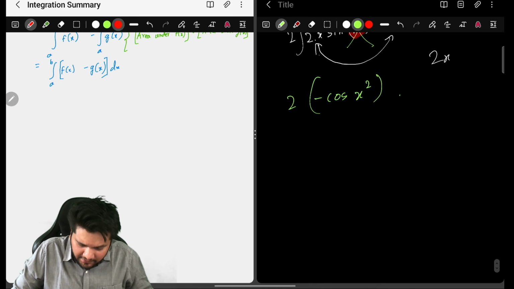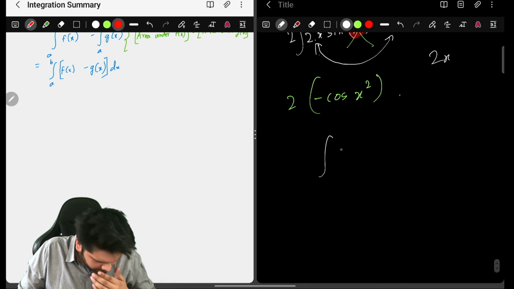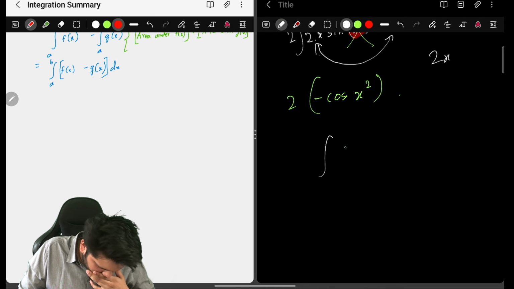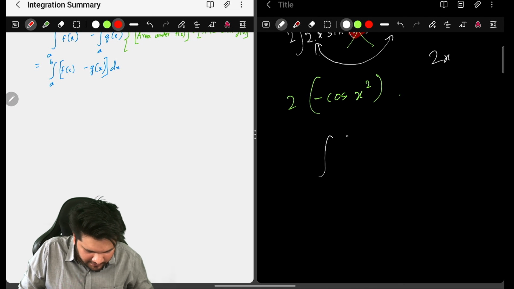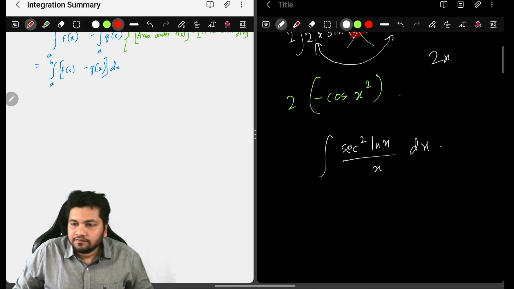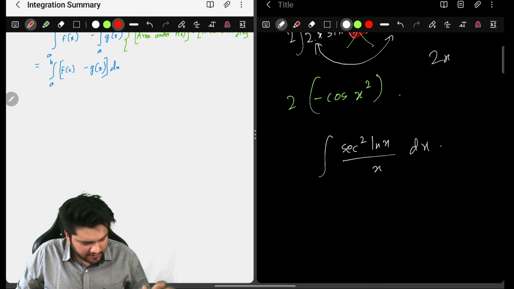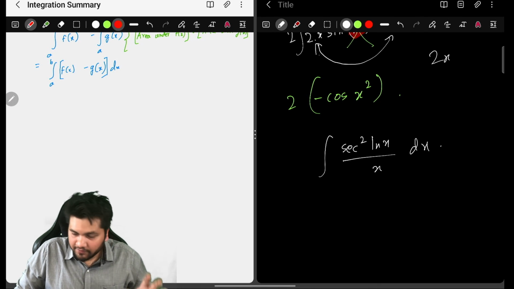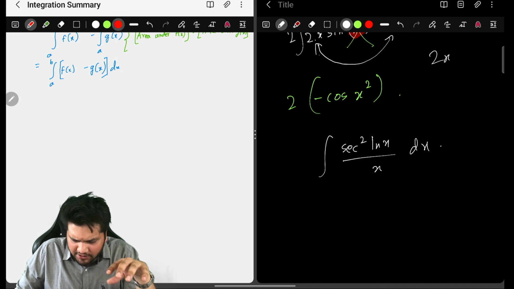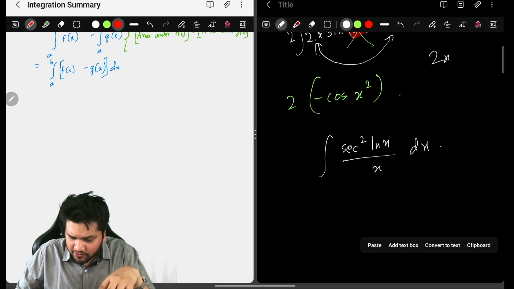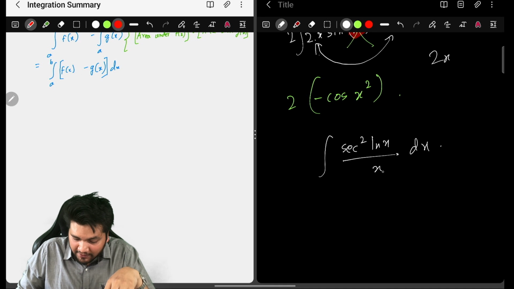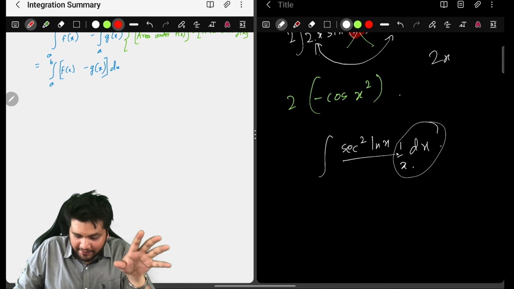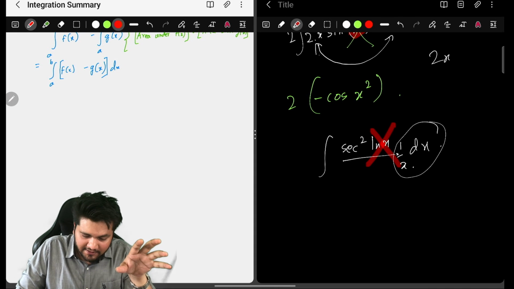I'll take one more example. Let's say I have the integral of e to the power 9, I'll take sec square ln x by x dx, which is a composite function. Obviously you can see that ln x is the inside function. You just check whether the derivative of ln x is there next to dx. Yes, it is there, because it can also be written as into 1 by x dx. The moment I can see the derivative of the inside function is next, I'll just consider this as x.